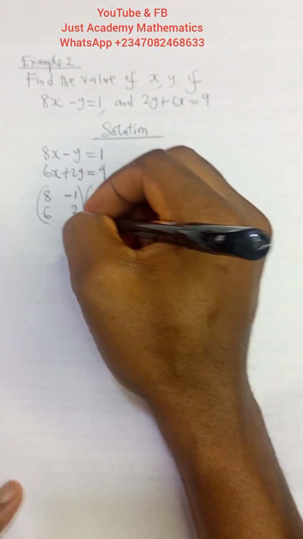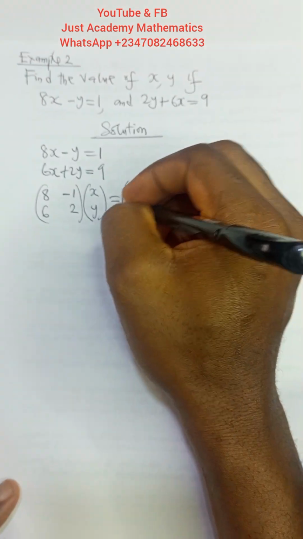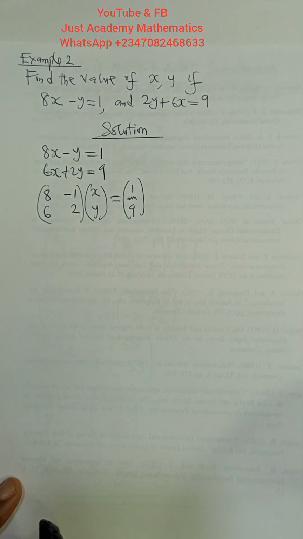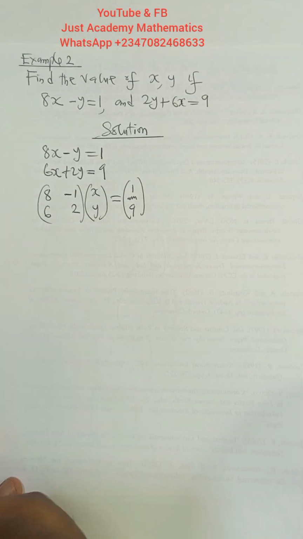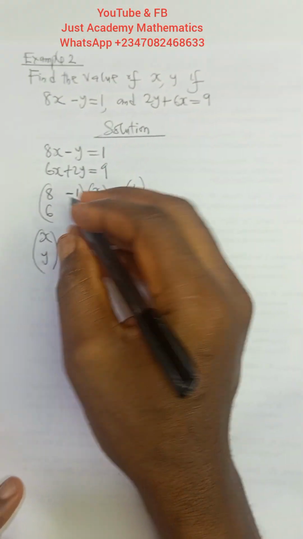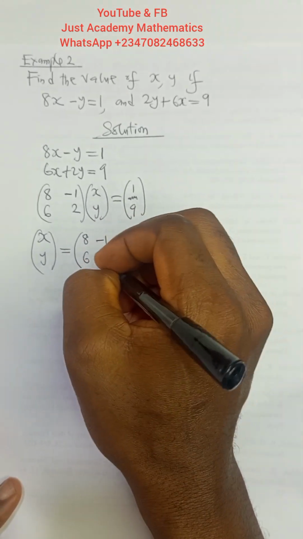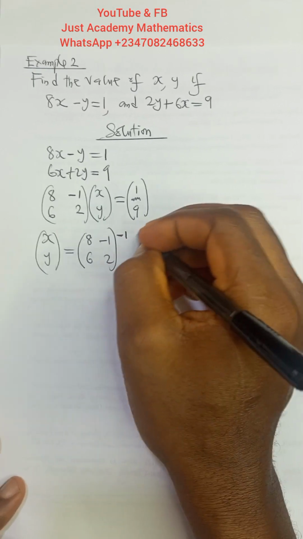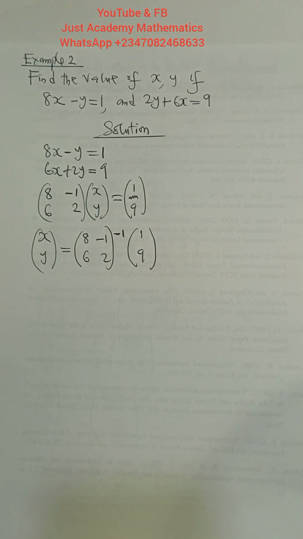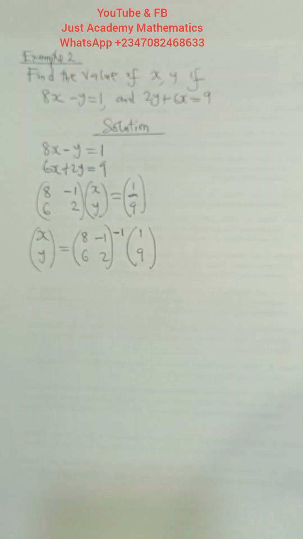Are you following now? Times what? xy must be equal to what? 1 over 9. Or rather, 1, 9, not 1 over 9. Are you with me? Now, how do we now find x? xy is now the inverse. Let me even write it better here. 8, 6, minus 1, 2, the inverse of this times this. That is what I was trying to explain to you in our first question. The inverse of this one times this will give you this xy.